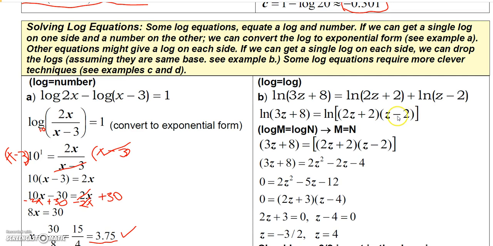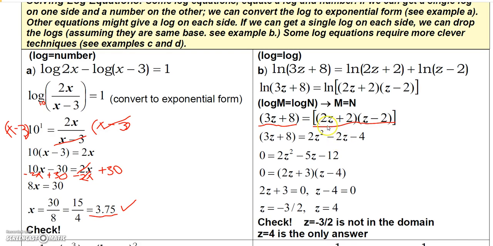So I'm going to write this log as the natural log of 2z plus 2 times z minus 2. And now, since I have a log on the left equal to a log on the right, remember we had a property that said if you have the log of m equals the log of n, then m must equal n. So since these two logs are equal, their arguments must be equal. So 3z plus 8 must equal 2z plus 2 times z minus 2. And now I just solve this quadratic equation.